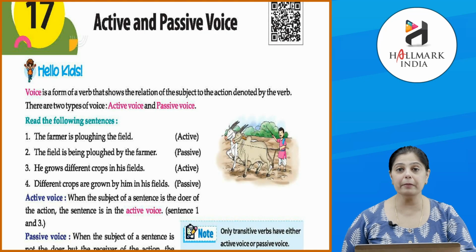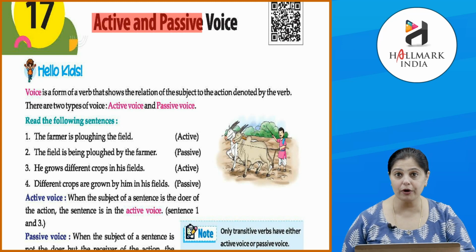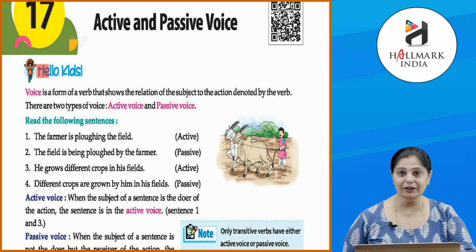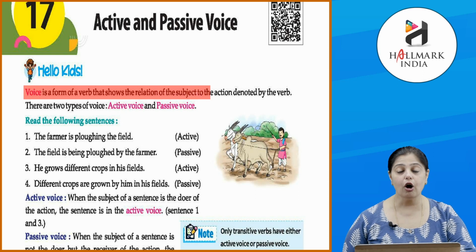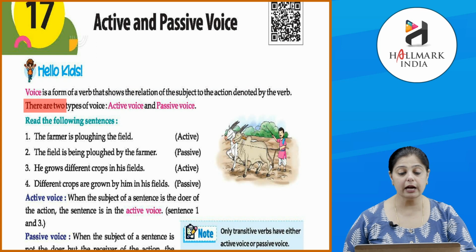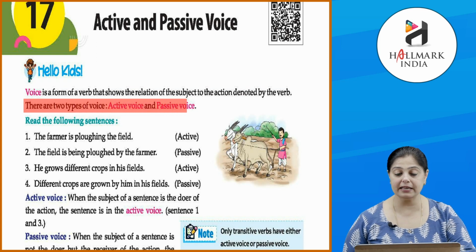So children, remember in our previous class we have done something called the active and passive voice. Now we are going to do this concept in more detail in this chapter. Hello kids, you know voice is a form of verb that shows the relation of the subject to the action denoted by the verb. There are two types of voices, active voice and passive voice.